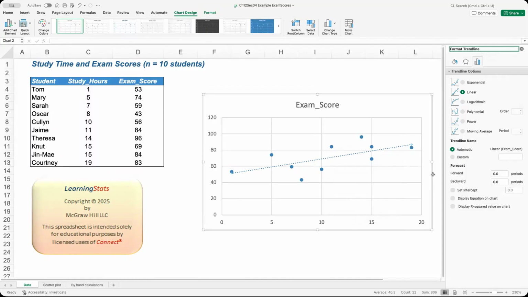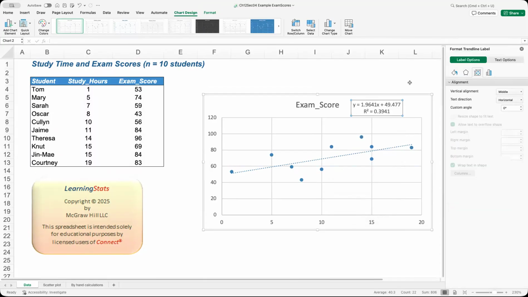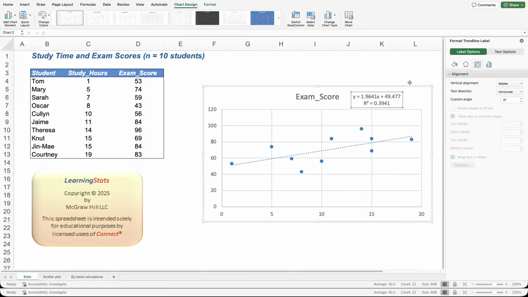If I ask it for the equation and the R value, I see a positive slope, 0.196x plus 49.47. We're going up. More studying, higher score. R squared is 0.394. What does that mean?